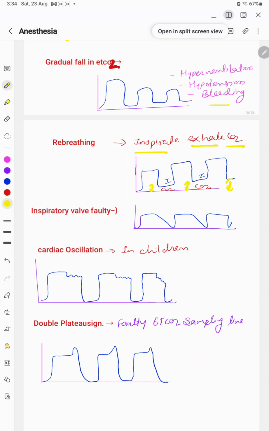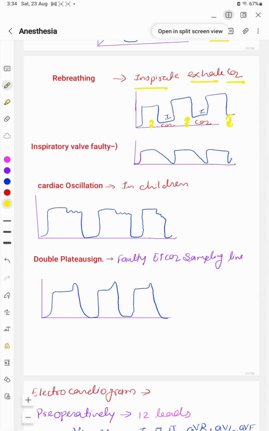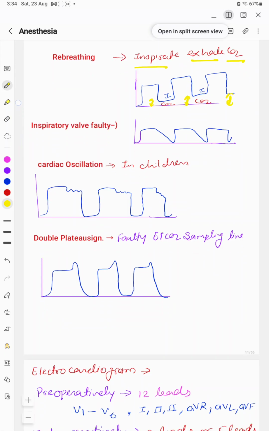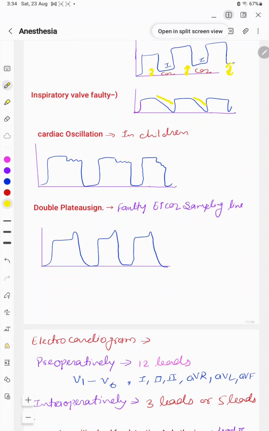You see the level of CO2 increase every time during rebreathing. And inspiratory valve faulty: if the valve is faulty, then you see the graph has a slope like this. And when you see a notch like this, this is the cardiac oscillation, because in children the heartbeat is too fast, so you can see the cardiac oscillation in the capnograph.